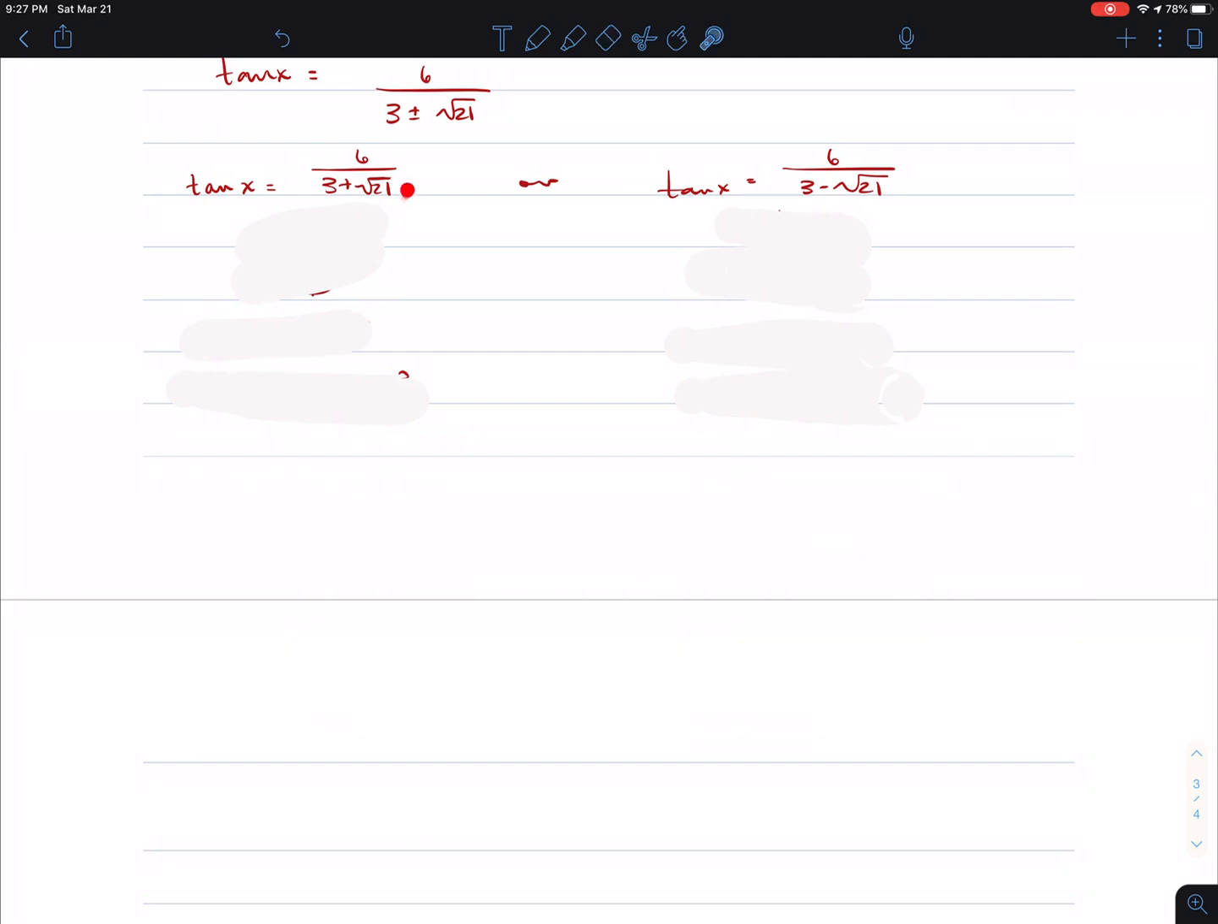It should be pretty obvious to you that all of these values are positive, so therefore my tangent is positive, and tangent is going to be positive in quadrants 1 and 3. So at this point, and again, I didn't write this down, but basically what I'm doing here for my calculator is that x is going to equal tangent inverse of the fraction 6 over 3 plus root 21. When you plug that into your calculator, you should get 38.3541. That is a first quadrant angle, so that checks out.